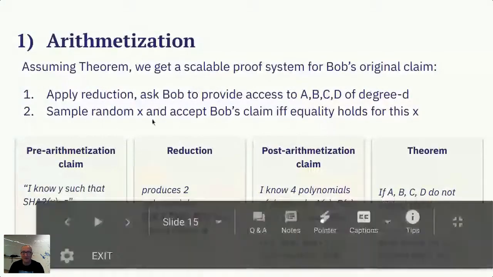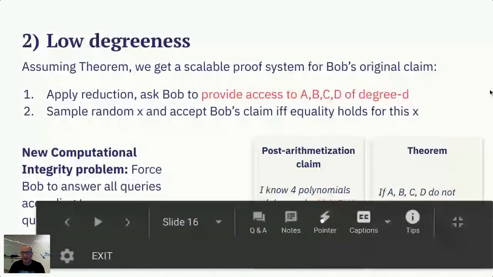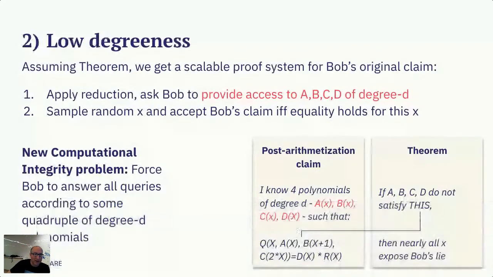So this is arithmetization. And now the main problem that we have is how do we enforce compliance with low degree? We would like to have Bob commit to 4 polynomials, write them down somewhere, deposit them with some trusted notary, each one of them of degree D. And then after this has been done, we would like to sample a random X and ask what is the value of A, B, C, and D at those points?